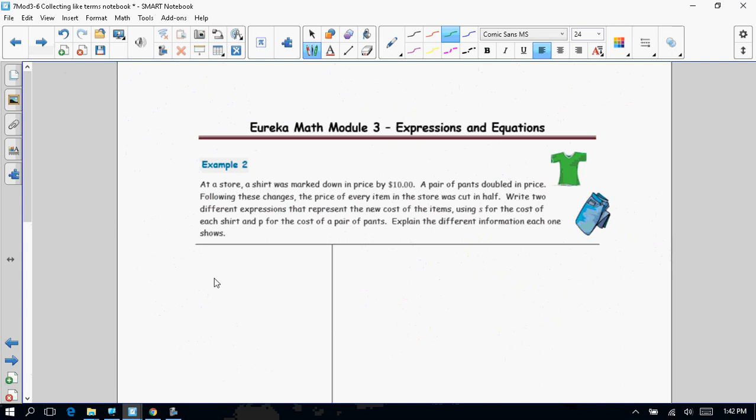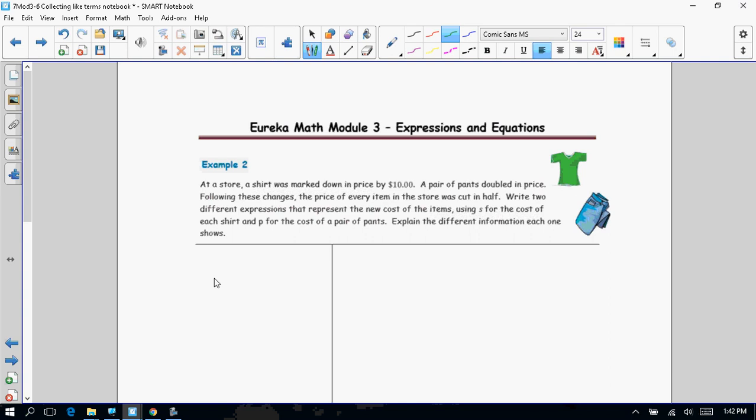All right, let's take a look. At a store, a shirt was marked down in price by $10. A pair of pants doubled in price. Following these changes, the price of every item in the store was then cut in half. Write two different expressions that represent the new cost of the items using S for the cost of each shirt and P for the cost of a pair of pants, and explain the different information in each one shows.